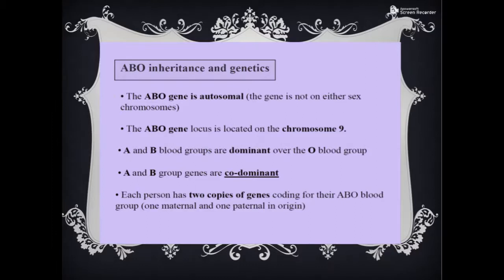And the A and B blood group alleles have been found to be dominant over the O blood group, and at the same time the A and B blood group genes have been found to be codominant.